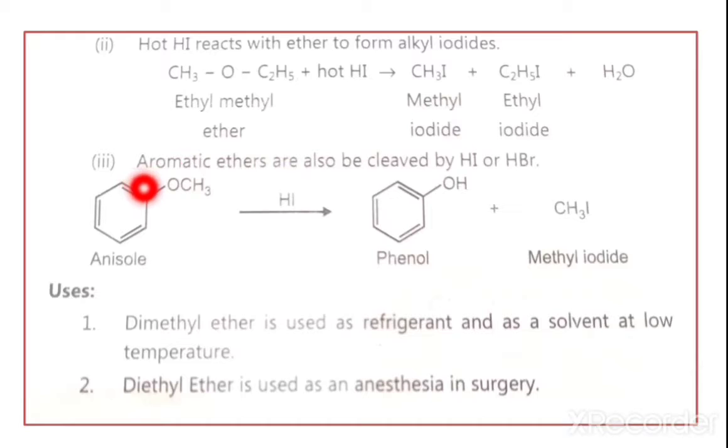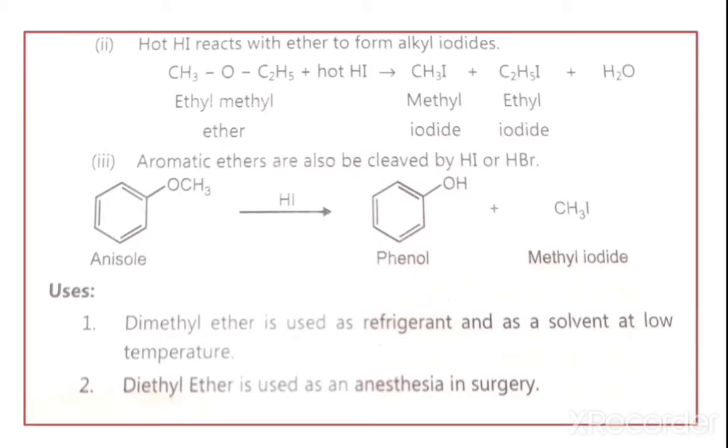And the last reaction: the aromatic ethers can also be cleaved by hydrogen iodide or HBr. The best example of an aromatic ether is anisole. On treatment with hydrogen iodide, there is cleavage of this ether molecule and here we get phenol plus methyl iodide. Okay, this is about the reactions of ether.